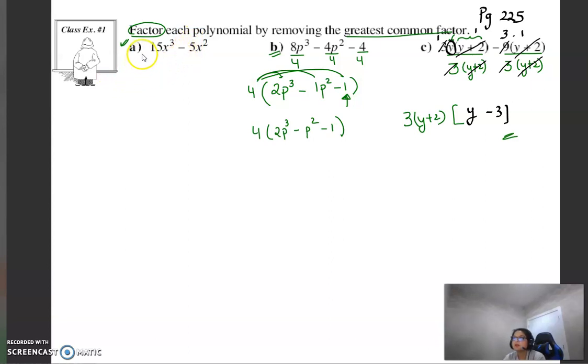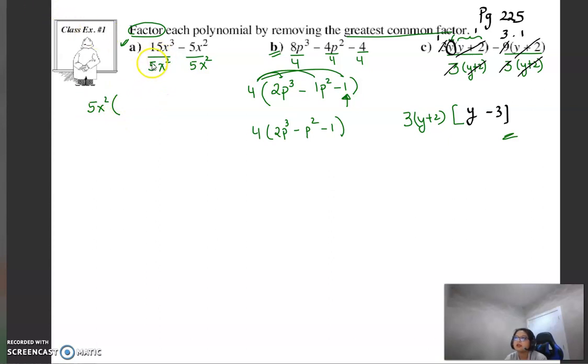So in part A, again, we're going to try dividing out two things. One is a number and second is a variable. So between 15 and 5, we can divide out both of them by a 5. So that will become our GCF. And then also for variables, think about what you can divide both x cubed and x squared with. So the most you can divide out is x squared, because you can't divide this by any higher x. So now 5x squared becomes my GCF.